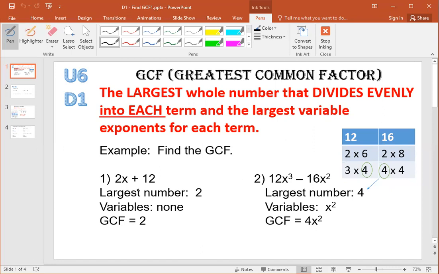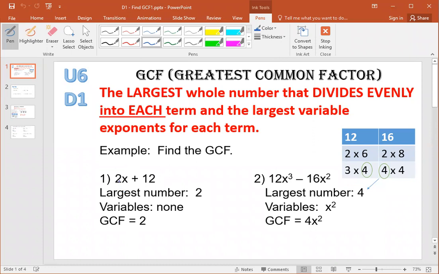So we're going to do a couple of examples and explain. In each one, we want to find the GCF, which is our greatest common factor. So we're given 2x plus 12. In this 2x plus 12, the first thing we want to do is find the largest number that divides evenly into 2 and into 12.